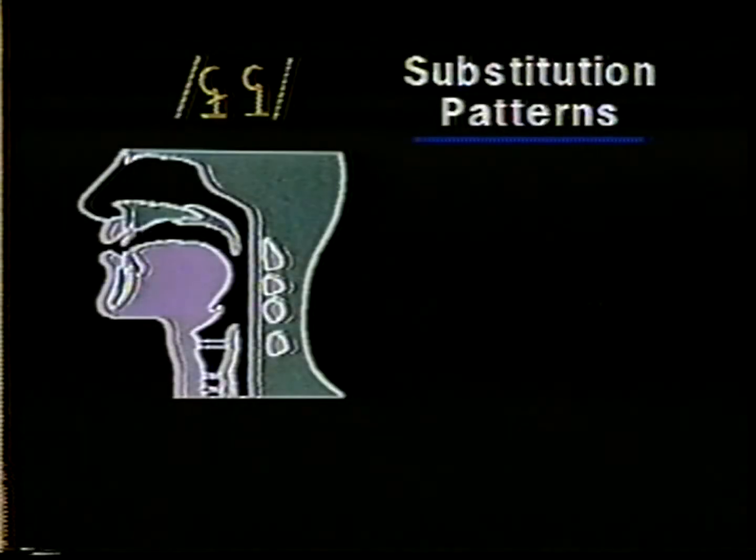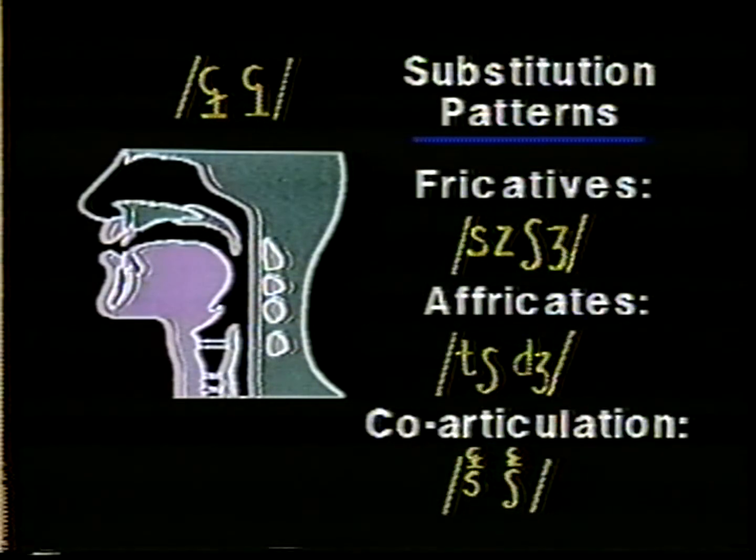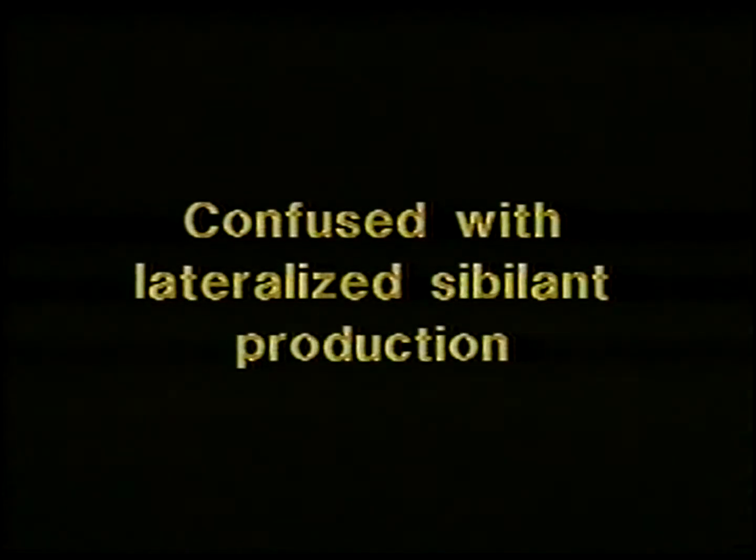The pharyngeal fricative is substituted for sibilant fricatives and affricates. It also occurs as a compensatory co-articulation with sibilant fricatives. It is perceptually distinct from the normal oral sibilant fricatives and affricates, which are linguo-alveolar and linguo-palatal in place of production. Clinicians sometimes confuse the pharyngeal fricative with the lateralized sibilant production.